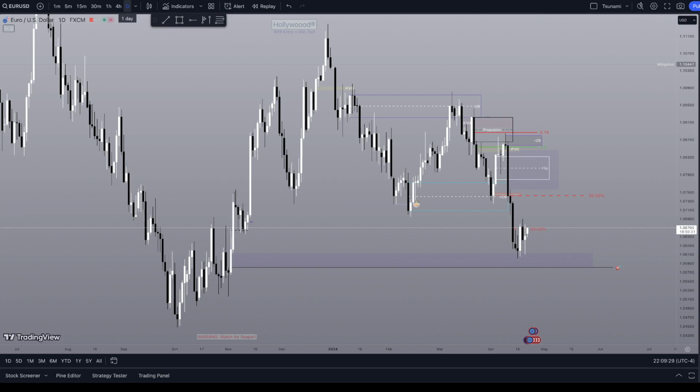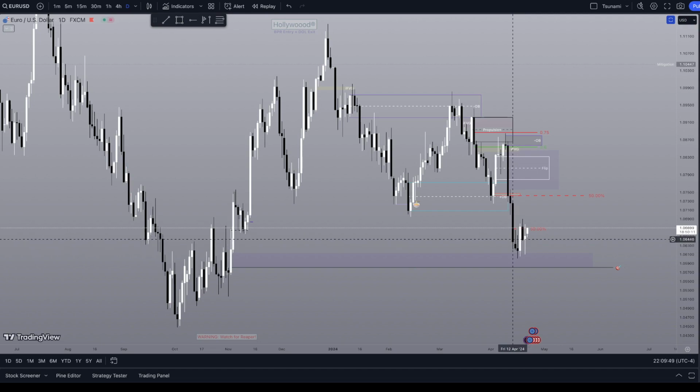These aren't minute bars. These aren't hour bars. So you get what I'm saying when you start really digging into premium and discount. It moves slow. It's going to move slowly like this. Then it's going to move slowly like this. It's going to try to retest this order block here.